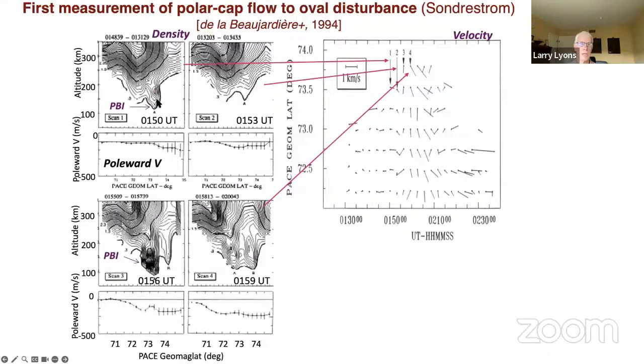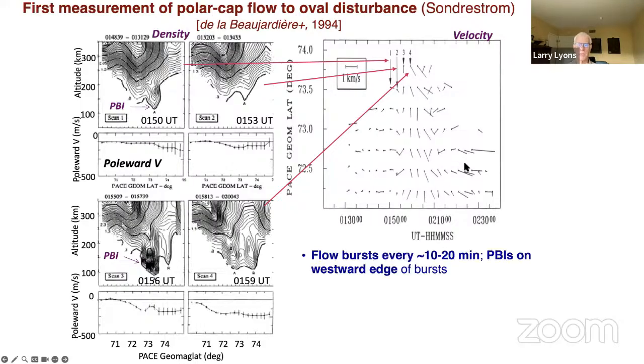We see it in the electron density seen by the Sondrestrom radar here as a function of latitude, poleward and equatorward. At the same time, we're measuring the flow velocity, or at least line of sight flows, which are interpreted in 2D. And you see that there's no flow. Then all of a sudden, there's really strong flow going equatorward, and there's no flow again.